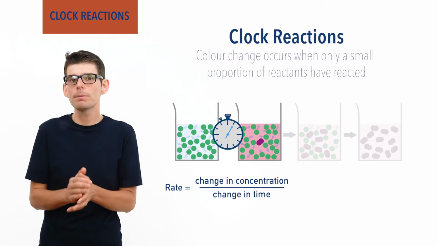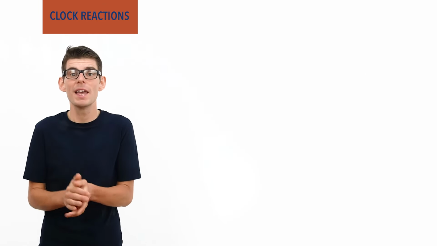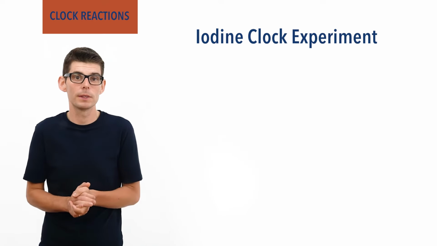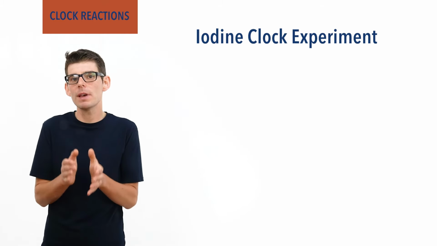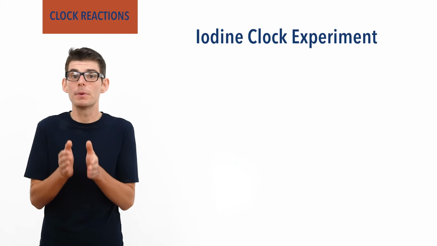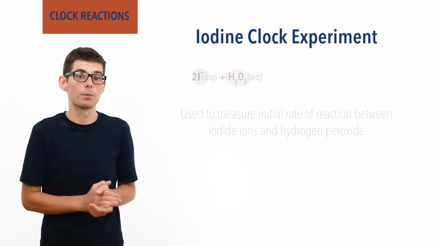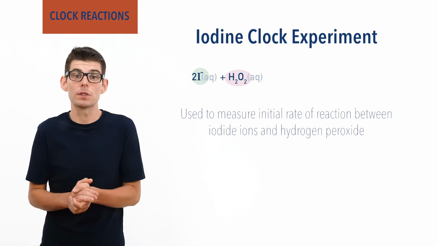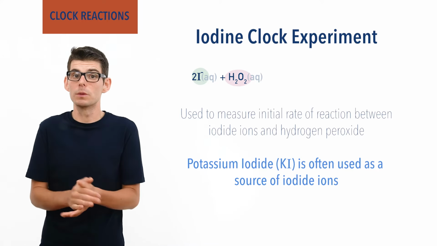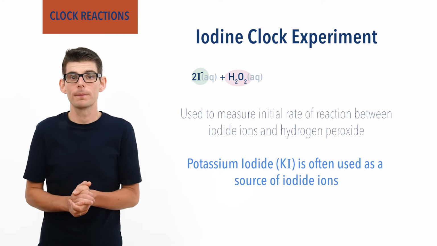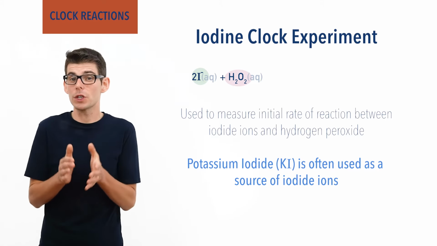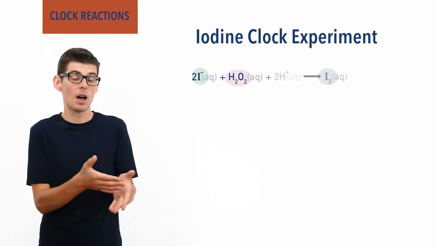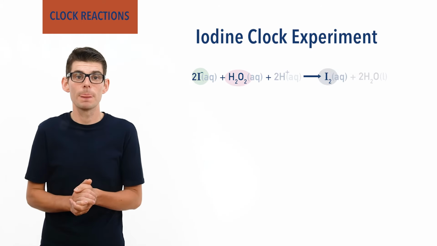A common example of a clock reaction at this level is the iodine clock experiment, or Harcourt-Esson experiment. It's used to measure the initial rate of reaction between iodide ions and hydrogen peroxide. Potassium iodide is often used as a source of iodide ions, as it dissolves in water, releasing them. Iodide ions and hydrogen peroxide react together to form iodine molecules, I2, and water.